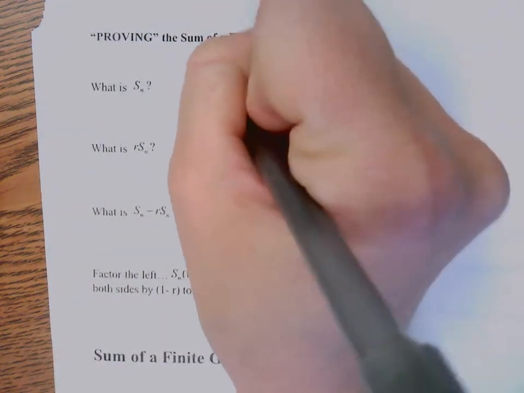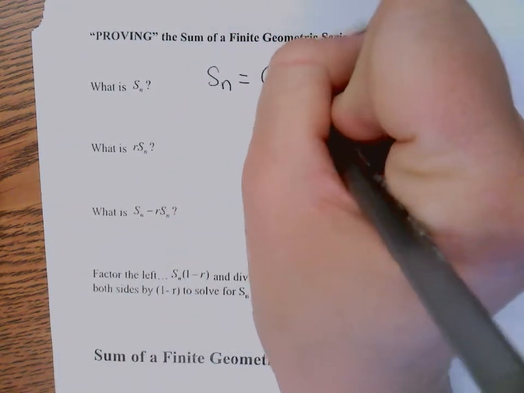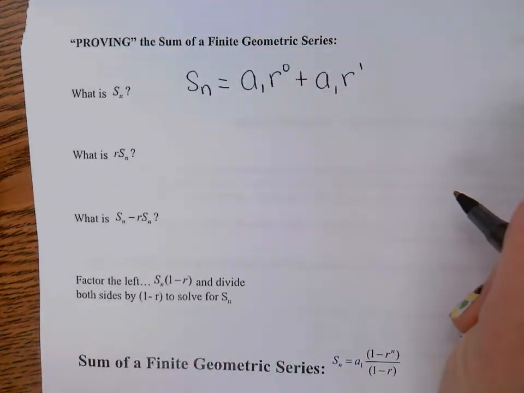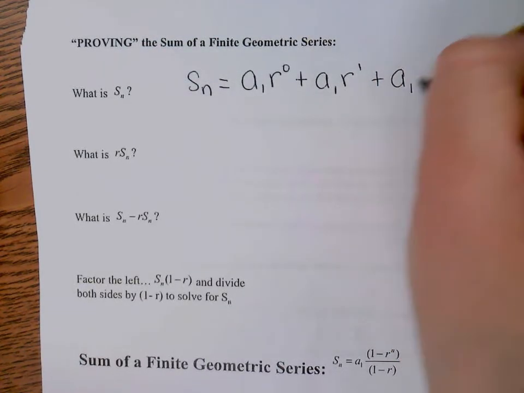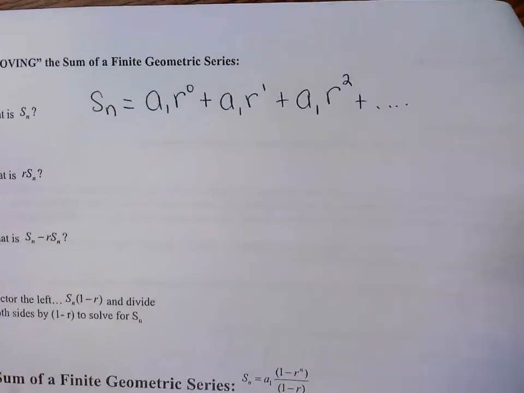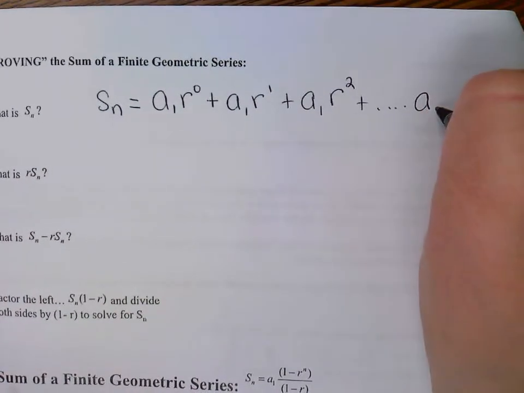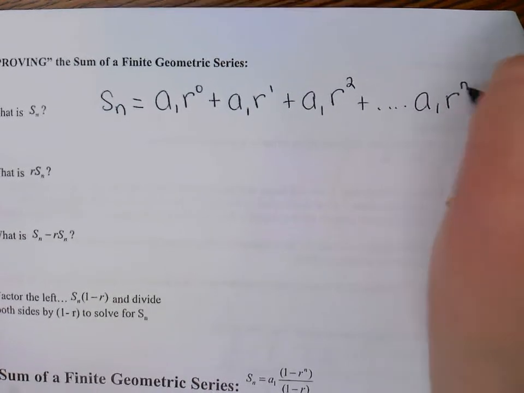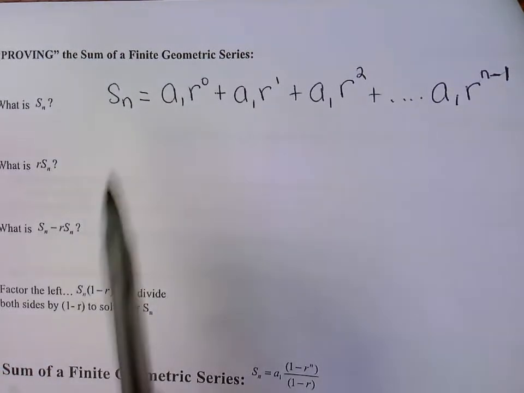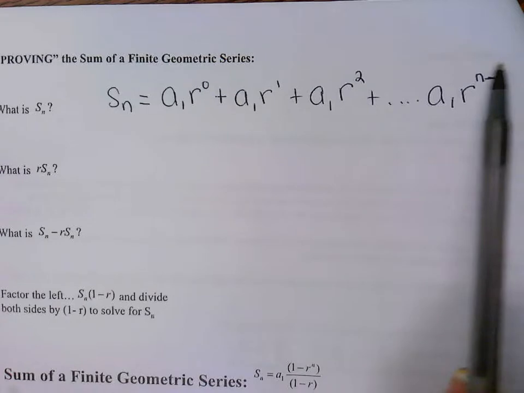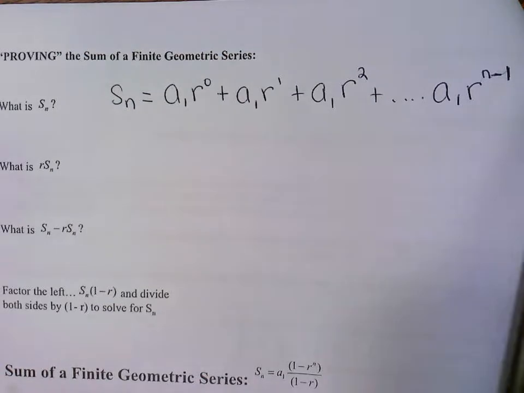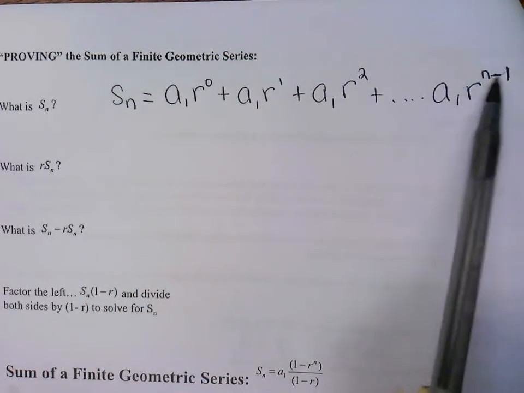All right, so let's just write it out one more time. S sub n is equal to a sub 1 r to the 0 plus a sub 1 r to the first plus a sub 1 r squared plus, if I just keep going forever, eventually I'm going to be at a sub 1 r to the n minus 1 power. Whether I go to S sub 7, that would be the 6th power, or S sub 100, that would be the 99th power. So any sequence would end with n minus 1.